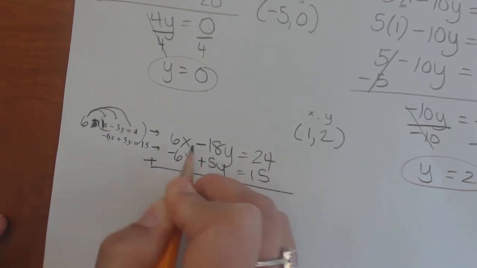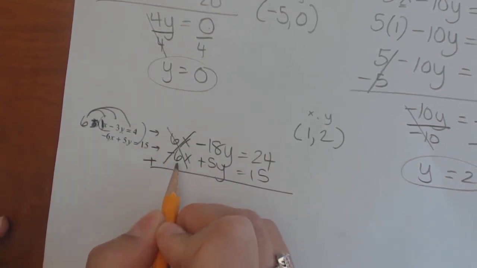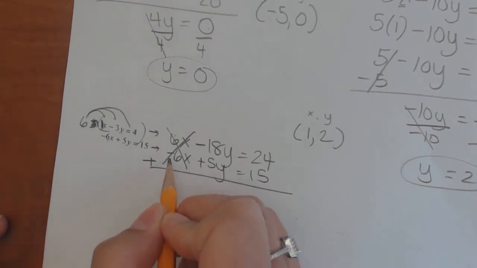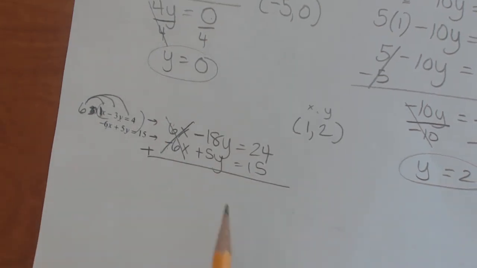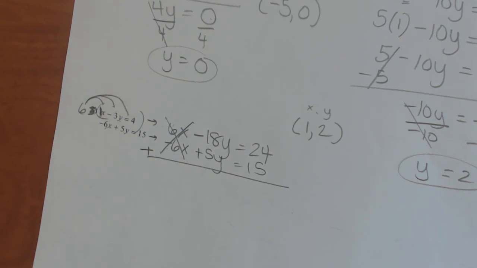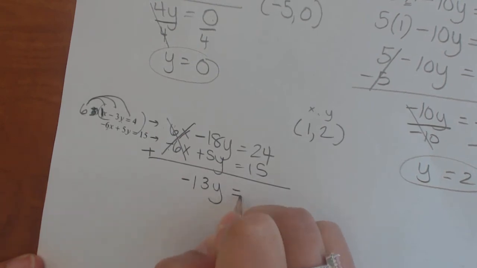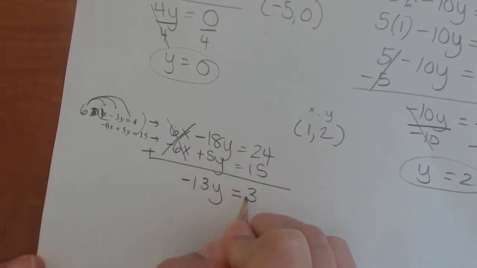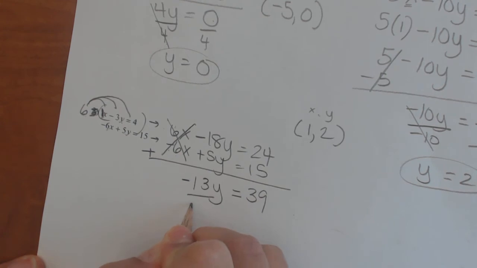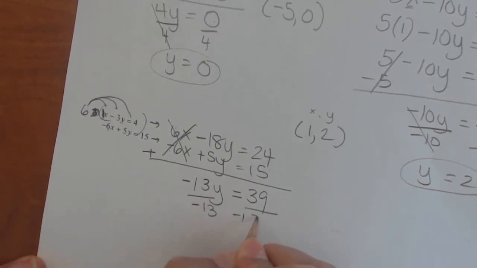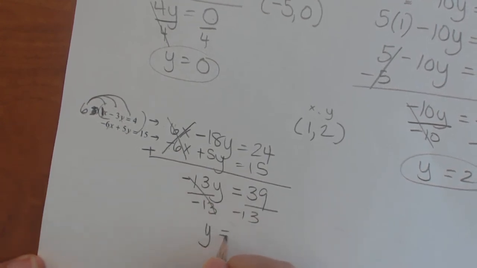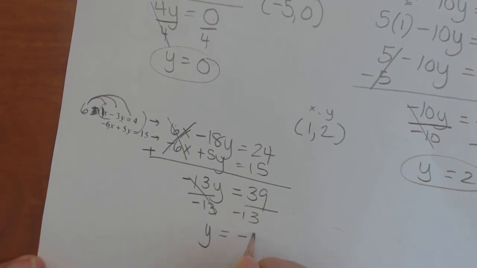Equal sign, big old addition. X's cross out because they have the same number, 6 and 6, and opposite signs. Now I'm going to simply add. Negative 18 and 5 is going to give us negative 13y, which equals 24 plus 15 is 39. Dividing both sides by negative 13, y is going to give us a negative 3.